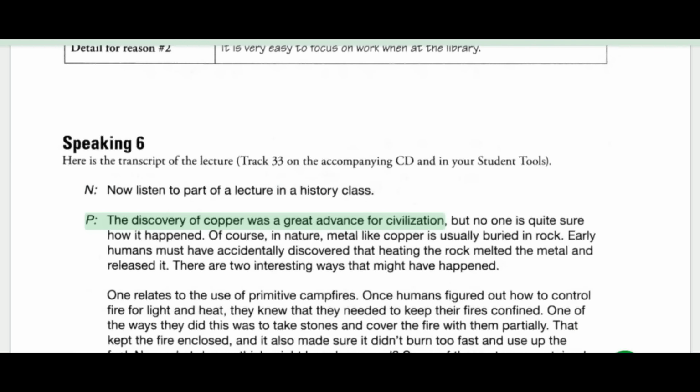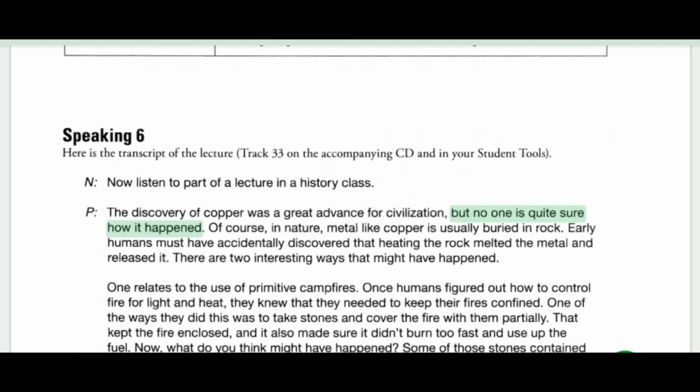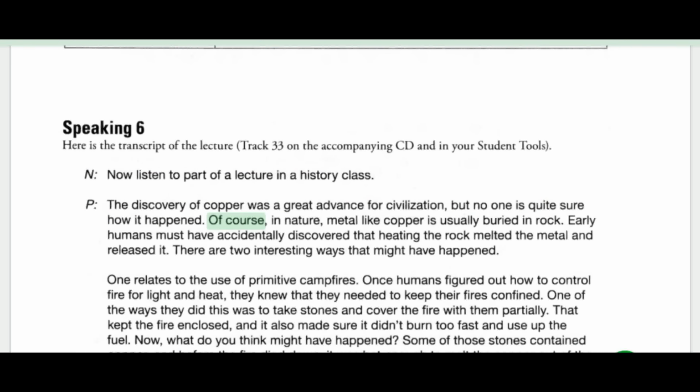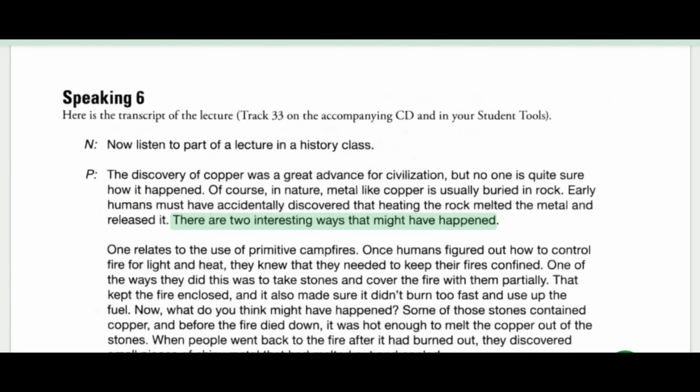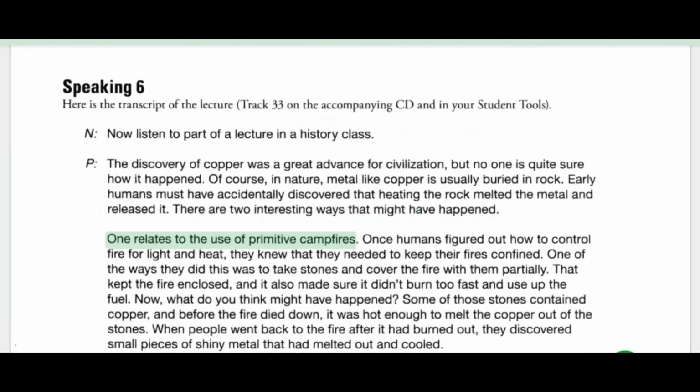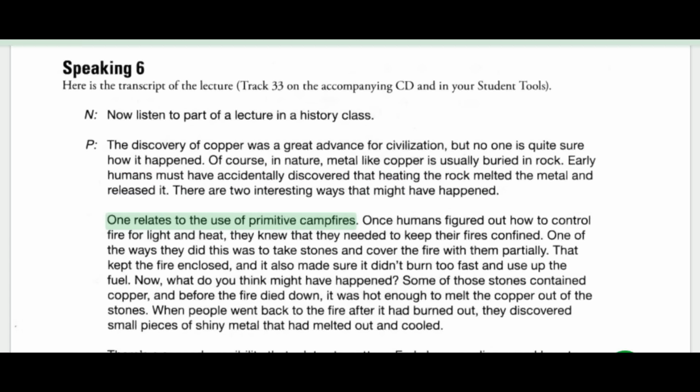The discovery of copper was a great advance for civilization, but no one is quite sure how it happened. Of course, in nature, metal like copper is usually buried in rock. Early humans must have accidentally discovered that heating the rock melted the metal and released it. There are two interesting ways that might have happened. One relates to the use of primitive campfires.